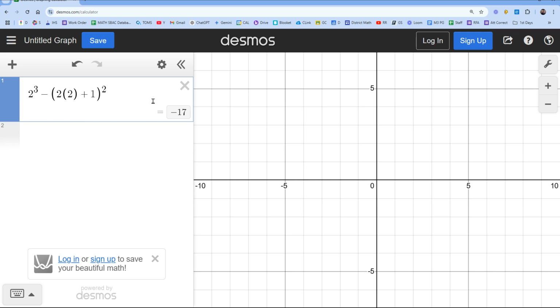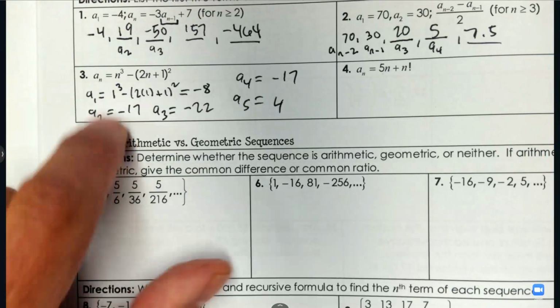Change it again. Change this to a 3, and this to a 3, and now the next number in the pattern is -22. You get the idea. Change this to a 4, change this to a 4, and the next number in the pattern is -17. And then the last number, the 5th term, change this to a 5, and you get 4. Those are the first 5 terms.